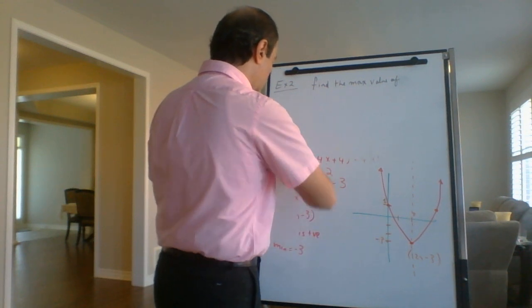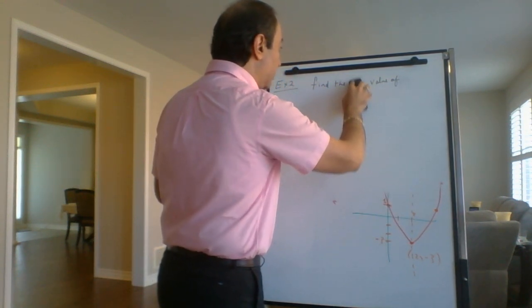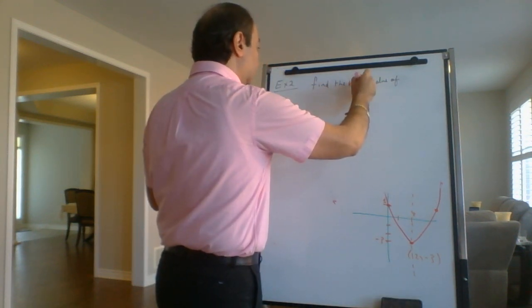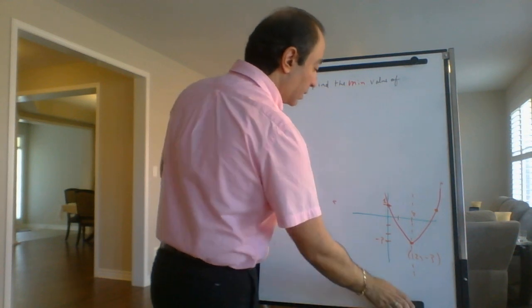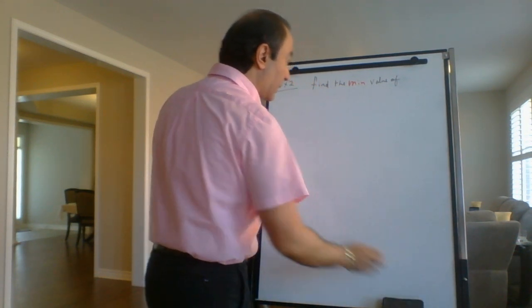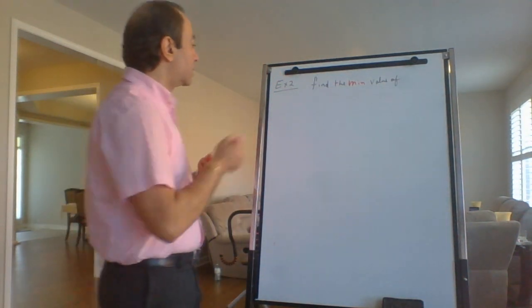So, maximum or minimum, sorry, it was a minimum here. It was a minimum. When A is 1, it is always a minimum. Tomorrow we're going to do when A is not 1. I want to give you another example.